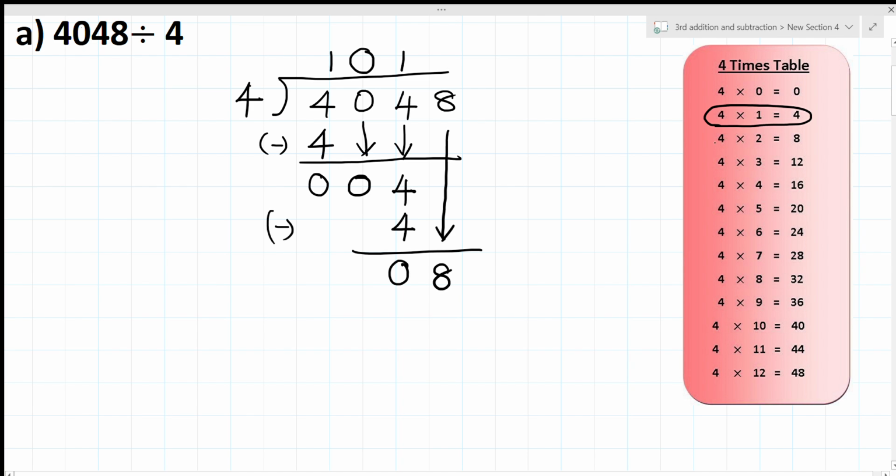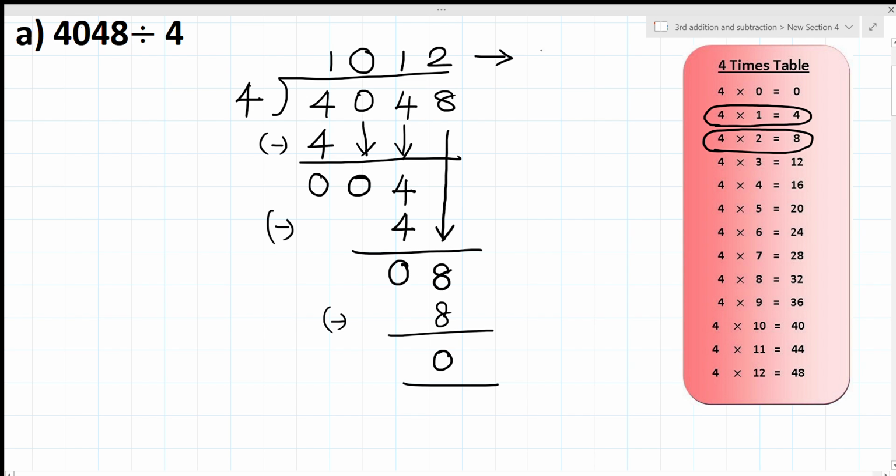Look at the table now. Do you have exactly 8 in the table? Yes, we have 4 times 2 is 8. So write 2 in the quotient and 8 below the number. Now subtract 8 minus 8. It is 0. Until you get 0, you have to divide the number.